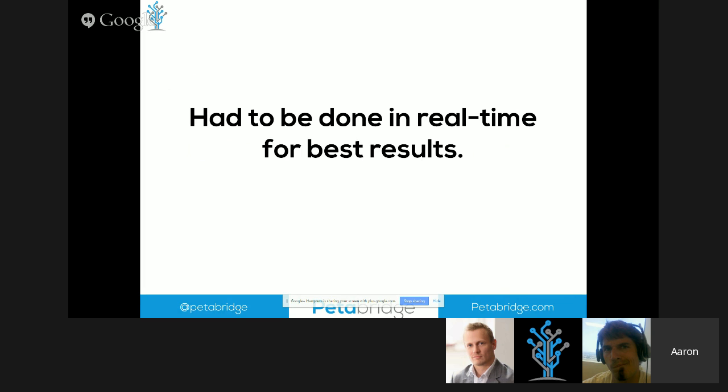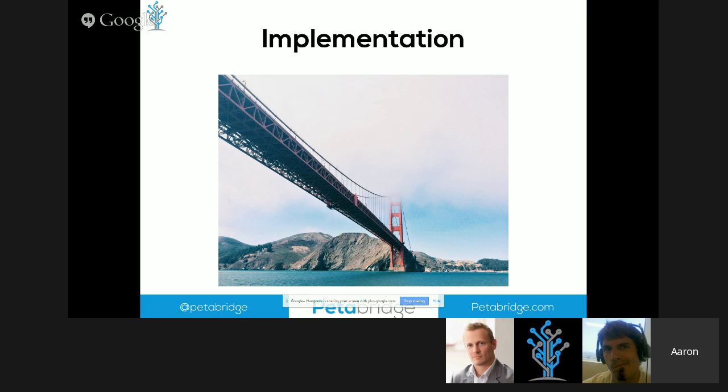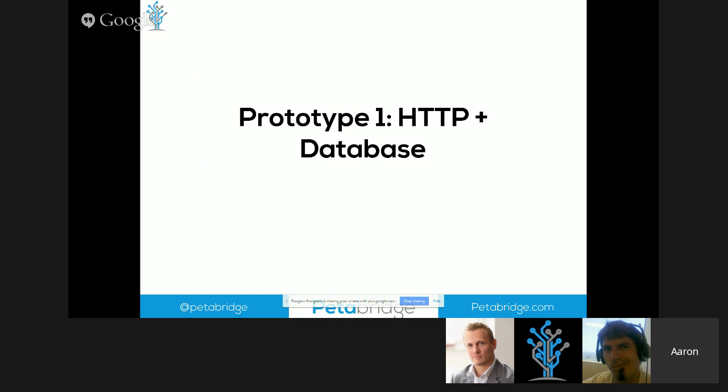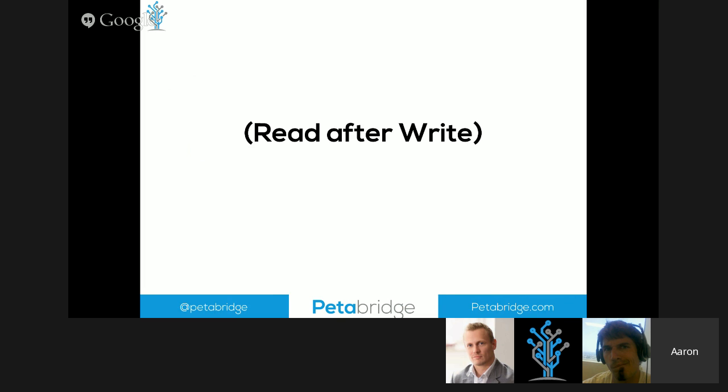So for implementation, we decided to start using the tools that we already understood and knew how to work with, which was HTTP plus a database. All of us were experienced .NET developers. I'm ex-Microsoft, so I've worked with Microsoft tools for a long time. And we figured the best place to start was just to use a web application and then use our database. I ended up calling this technique read after write.